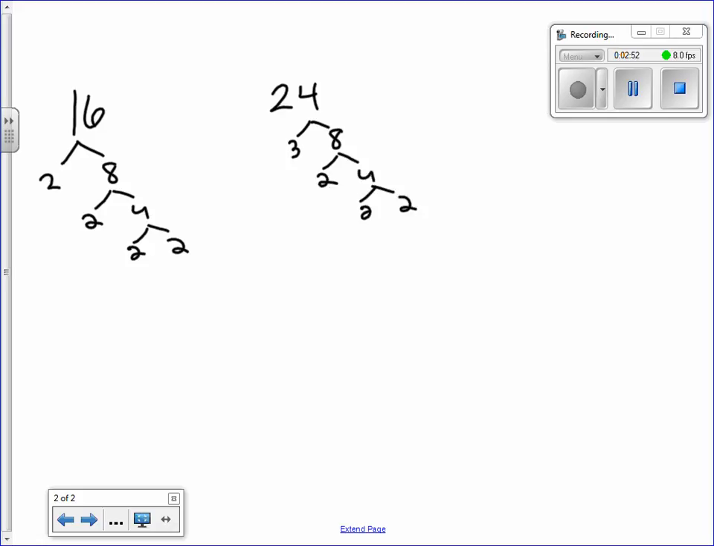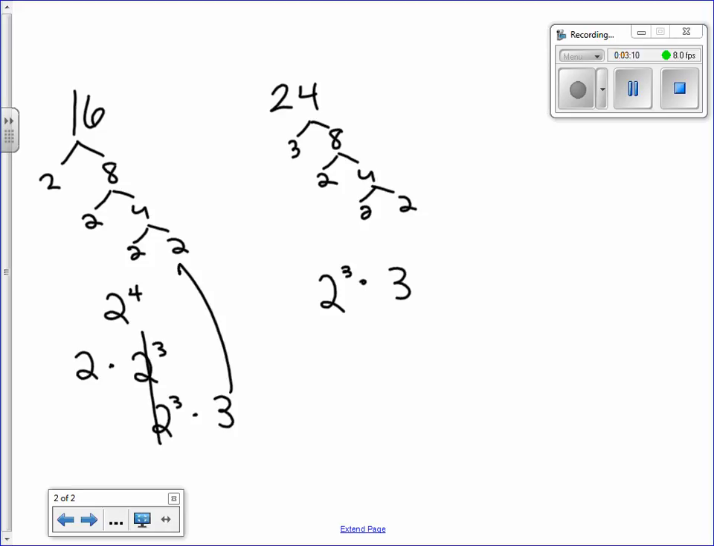So this one is 2 to the 4th, and this one is 2 to the 3rd times 3. So I'm actually going to rewrite this one as 2 times 2 to the 3rd times 3. Okay, so this one needs a 3. So I'm going to multiply 16 times 3. And this one needs another 2. So I'm going to multiply 24 times 2. And that will get me to its common denominator.